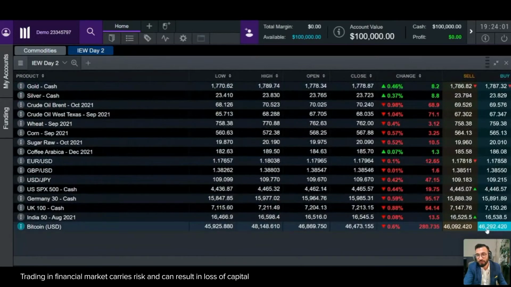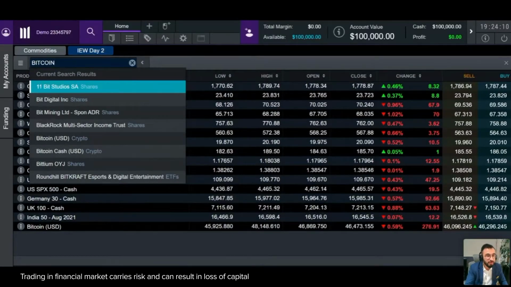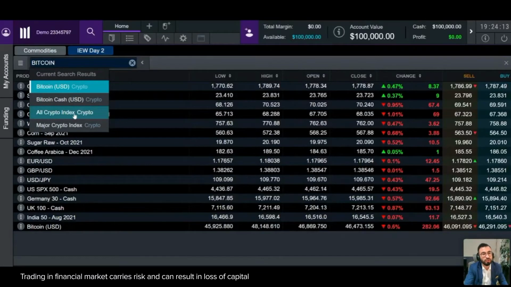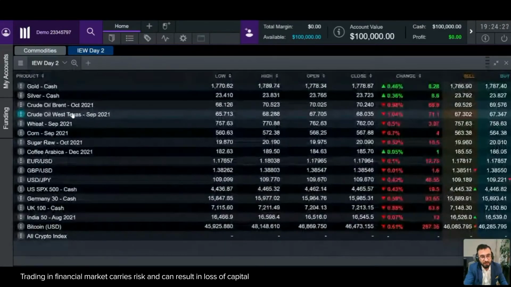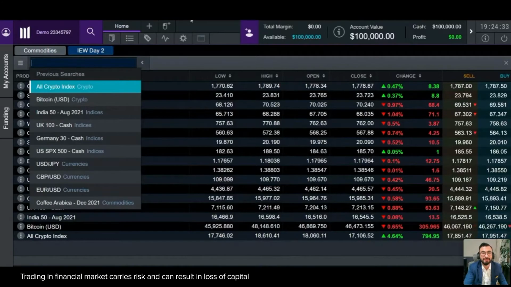Okay, the value of Bitcoin USD today is $46,300, and I want you to add also, when you write Bitcoin, you will also see something called all crypto index, or major crypto index. Just pick one of those, all crypto index, for example. So this will come when you write Bitcoin. There will be an option to add all crypto index also. You can add those, and now you can also add some shares.